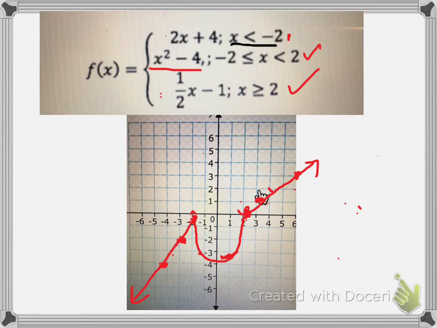And if using the slope confused you, you can just plot points. At 2, I would use even numbers since we're dealing with a 1/2 here. At 2, it's 0. At the point 4, it's 1. At the point 6, the y value is 2.